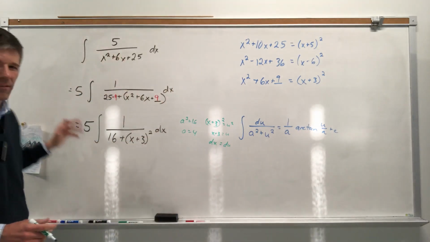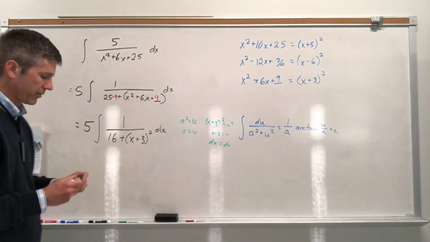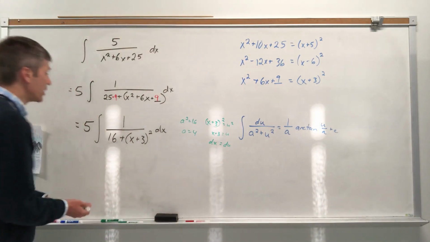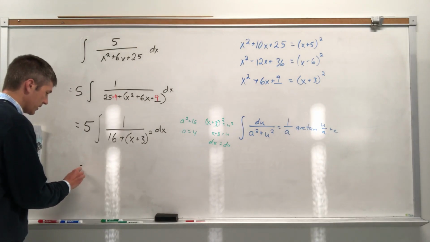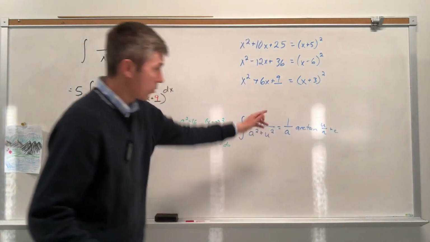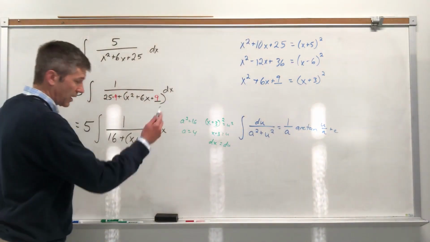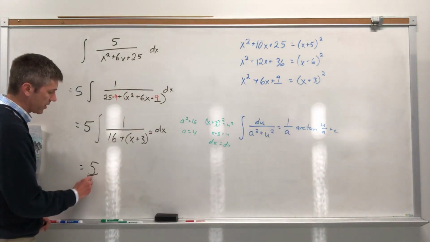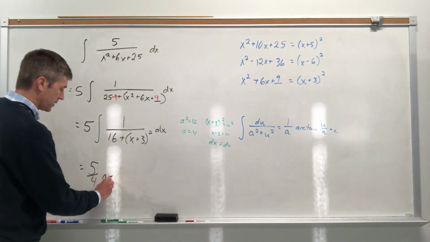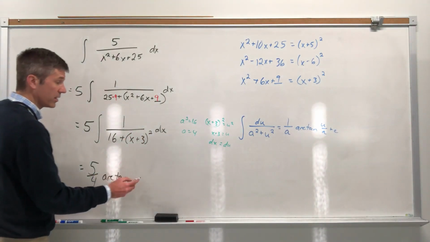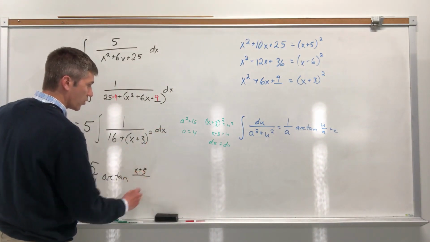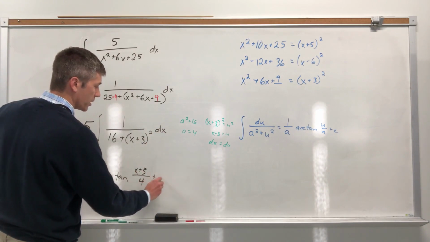I factored the 5 out from the beginning. It was just going to complicate my life. So let's just go ahead and finish the problem, knowing that what we have is 5, and then all the rest of this over here. So 5 times 1 over a. Well, let's just call it 5 times 1/4, so 5/4. And then arctan of u over a, so x plus 3 over 4, and then plus c.